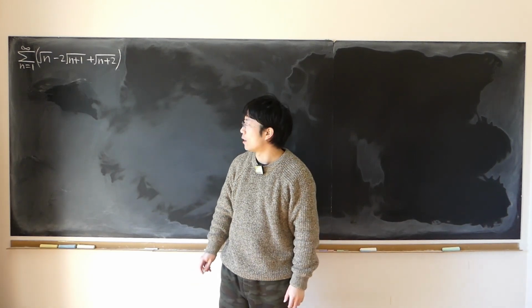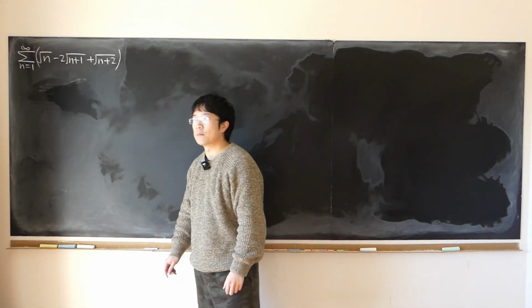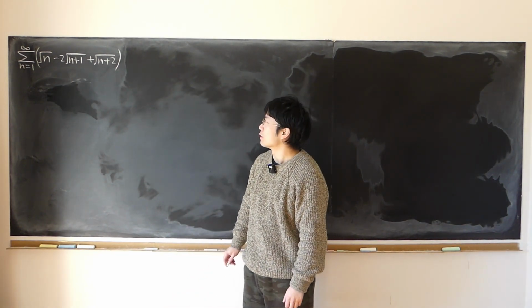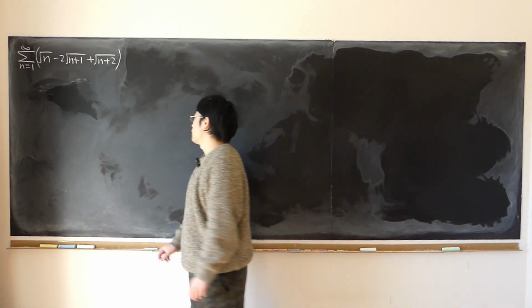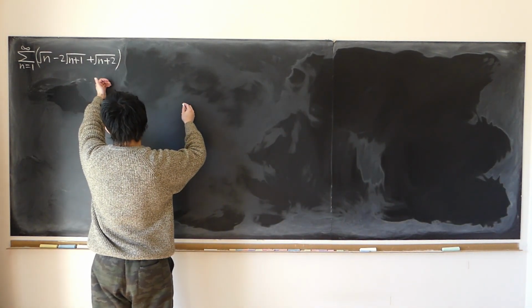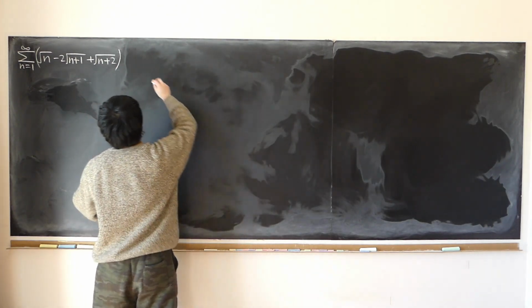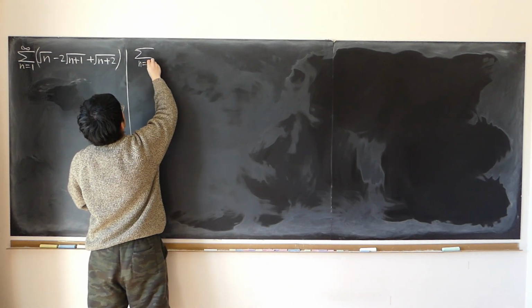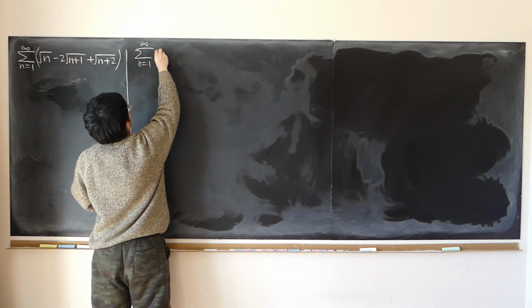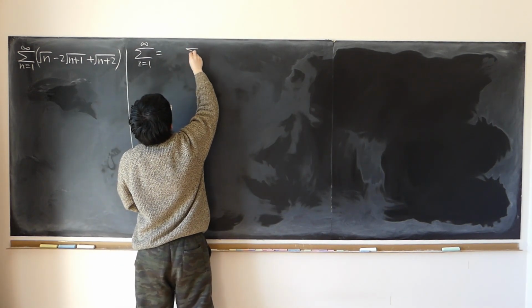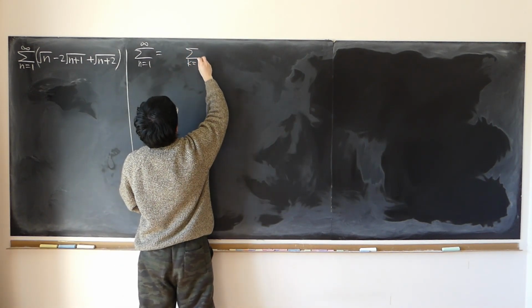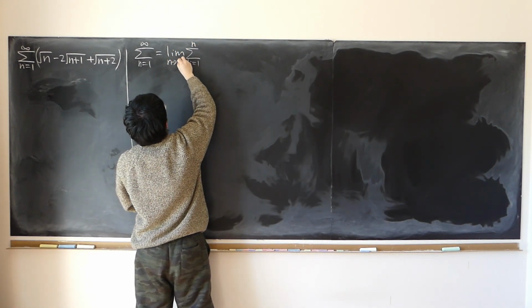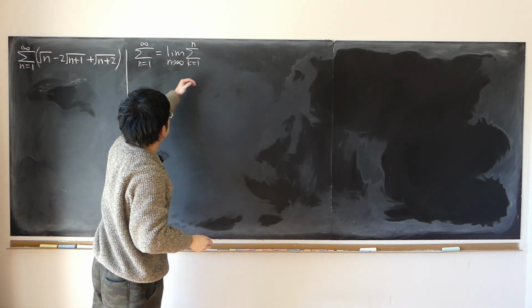Here we have an infinite sum from 1 all the way up to infinity of the square root of n minus twice the square root of n plus 1 plus the square root of n plus 2. So first I'm going to use the finite sum, then let n approach infinity. In other words, my infinite sum from 1 all the way up to infinity is in fact the finite sum k from 1 to n, then take the limit as n approaches infinity.